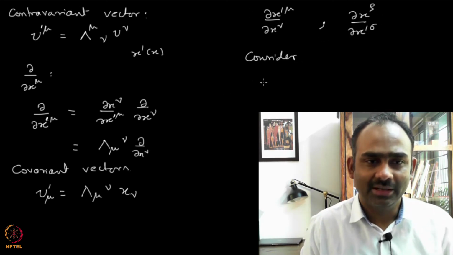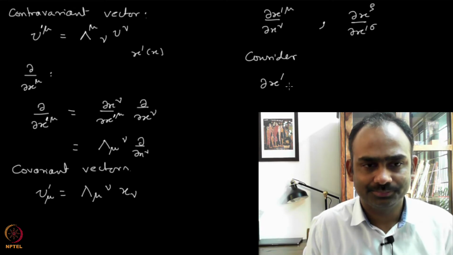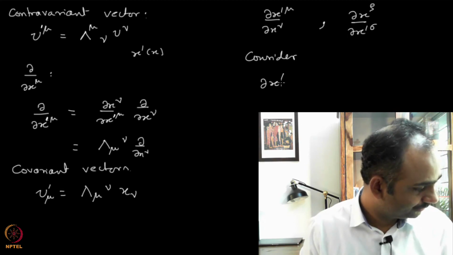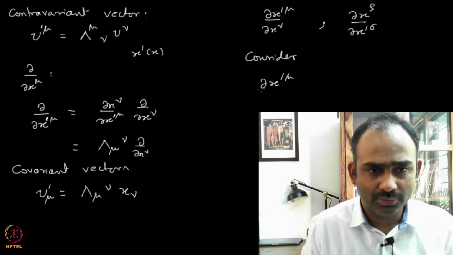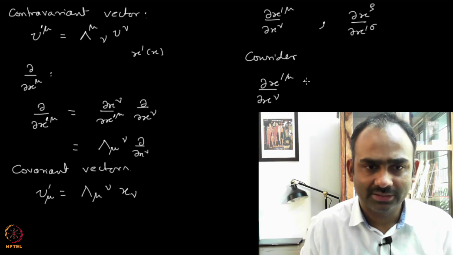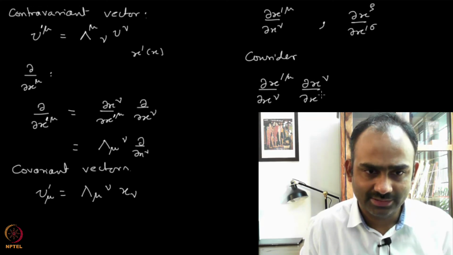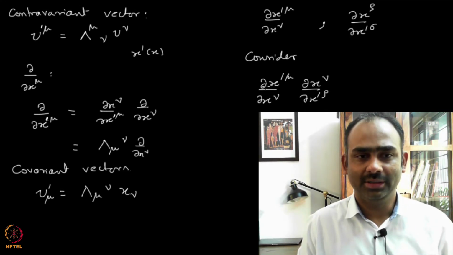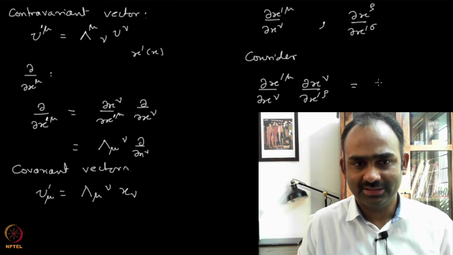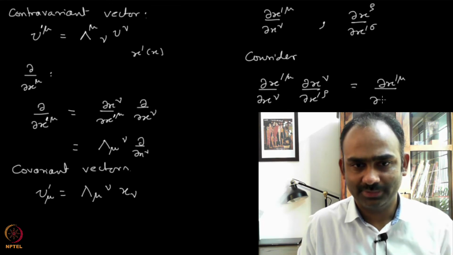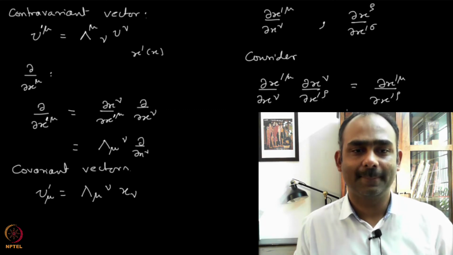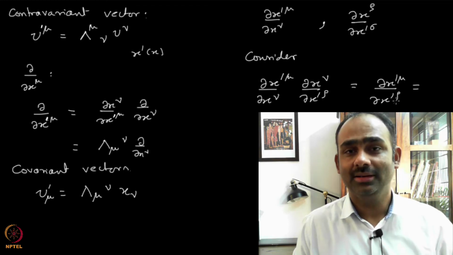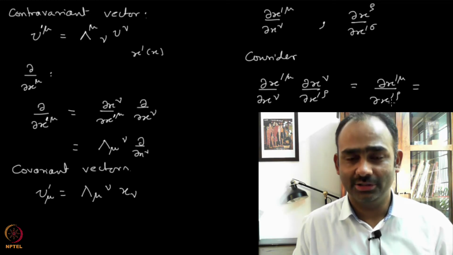Consider the following. Let us take ∂x'^μ/∂x^ν times ∂x^ν/∂x'^ρ, okay, where there is a summation over ν. What is this object? This is just ∂x'^μ/∂x'^ρ, right? Now, what is this? This is going to be 1 if μ and ρ are same, and this is going to be 0 if μ and ρ are different.